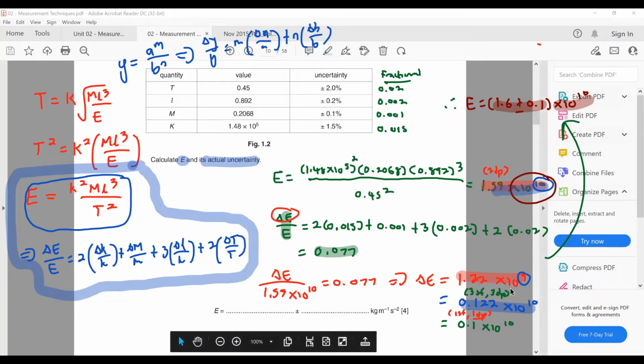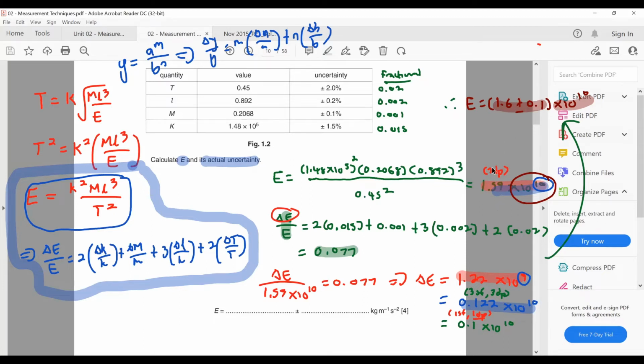Because originally you have 10 power 9, you make it to 10 power 10. Then after that, you can see here, this is 3 SF, 3 DP. But absolute uncertainty must be at 1 SF only. So when you change it to 1 SF, it becomes 0.1, but 1 DP. Then after that, the measured value must follow the same DP.